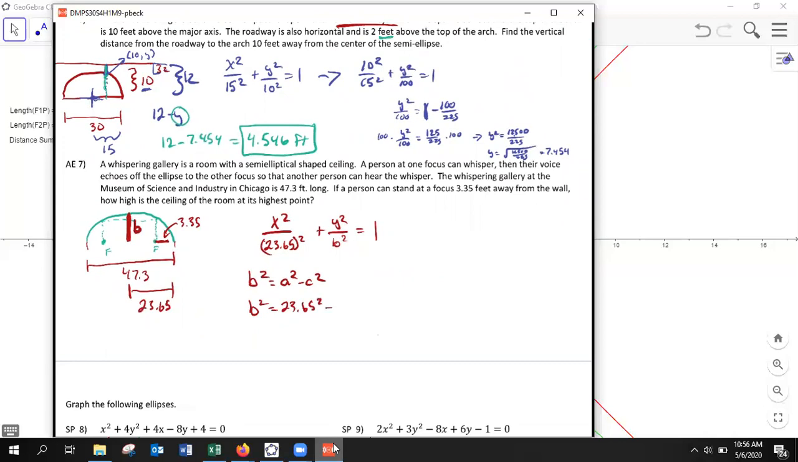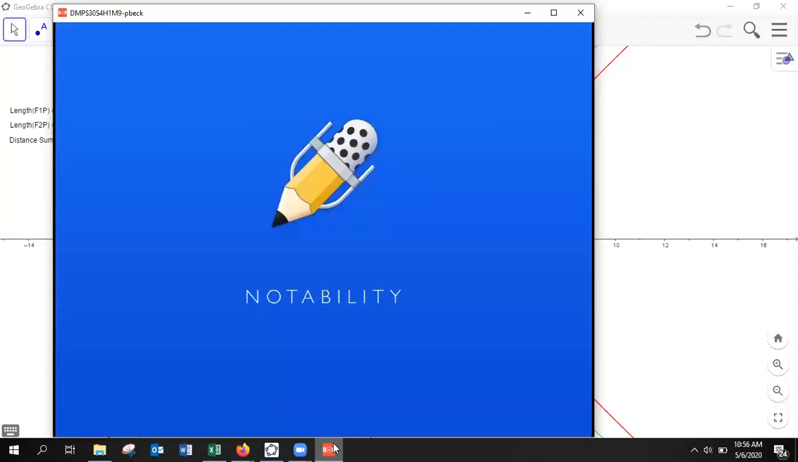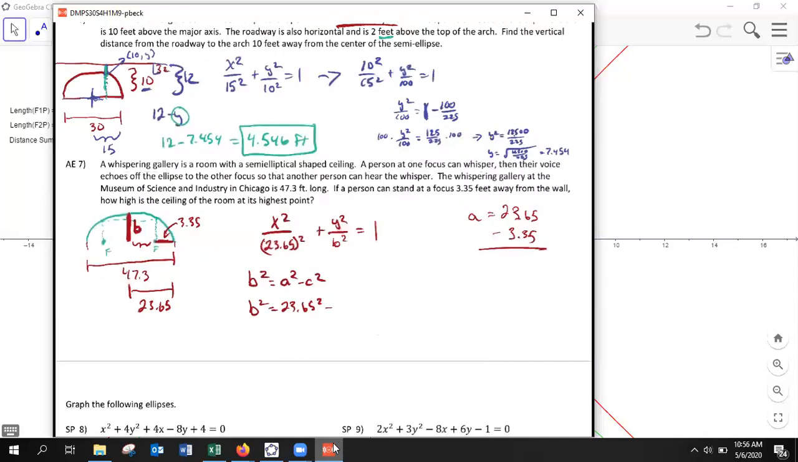Now we don't know c. If we don't know c, how are we going to find that? Well, if we know that a is 23.65, and then we know the focus is 3.35 feet away from the wall, so if we subtract 3.35, we're actually going to get what's left over. Let me do this in a different color. I froze one more time. I love technology. So if we subtract it, we are going to get that c value. So c is 20.3. So 20.3 squared.